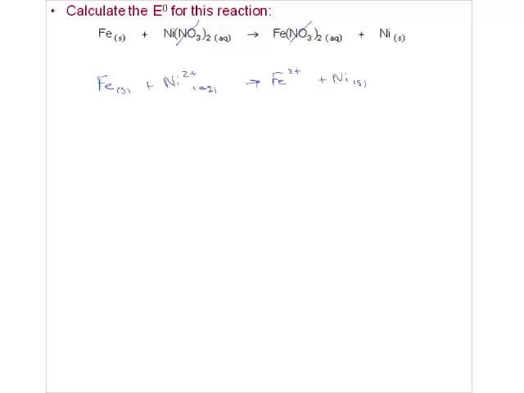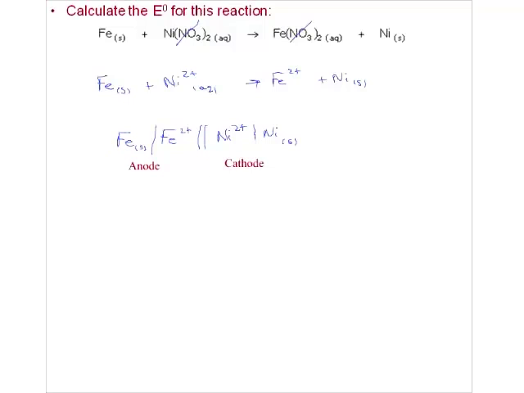So here's a method where we can write the shorthand notation: iron going to iron 2+, separated by our salt bridge, and then nickel ions going to nickel metal. This is going to be our anode, the oxidation of iron, and this is going to be our cathode, the reduction of nickel.